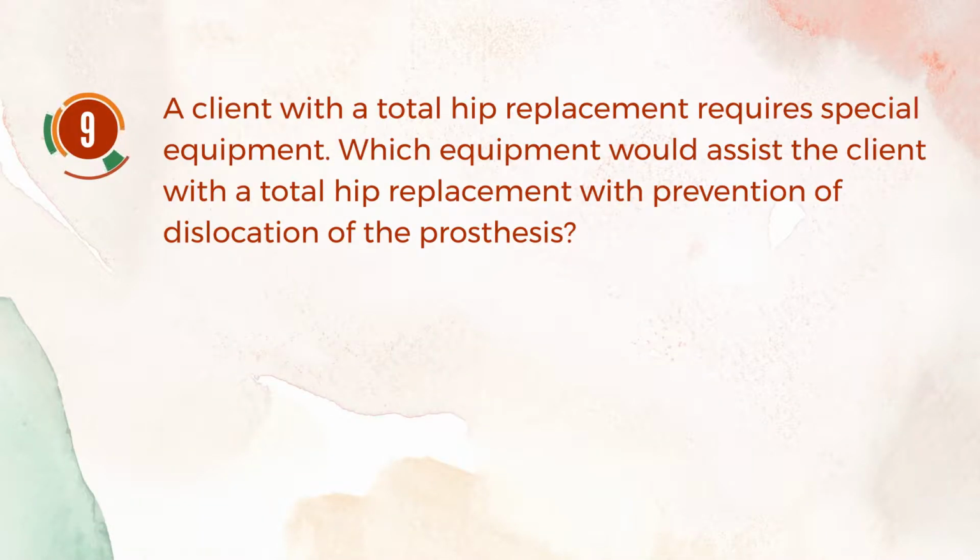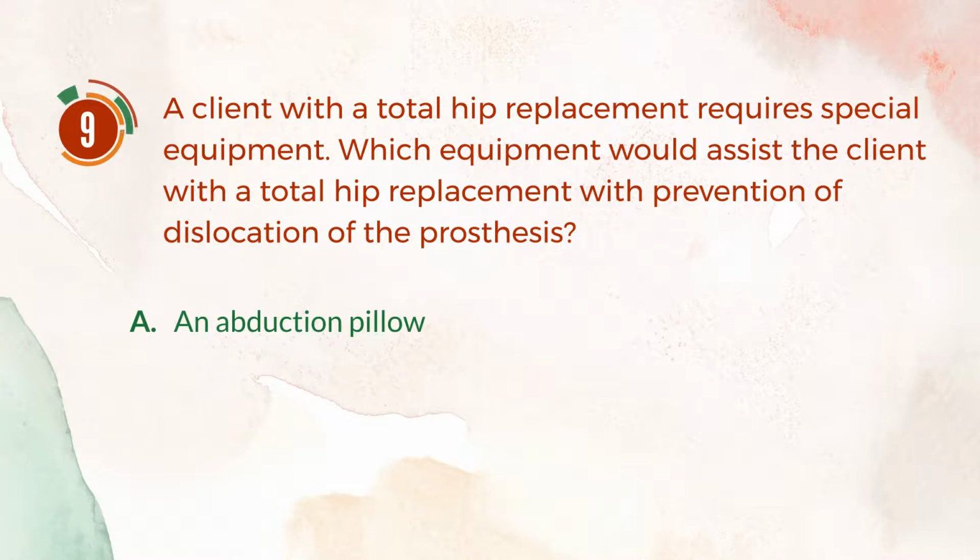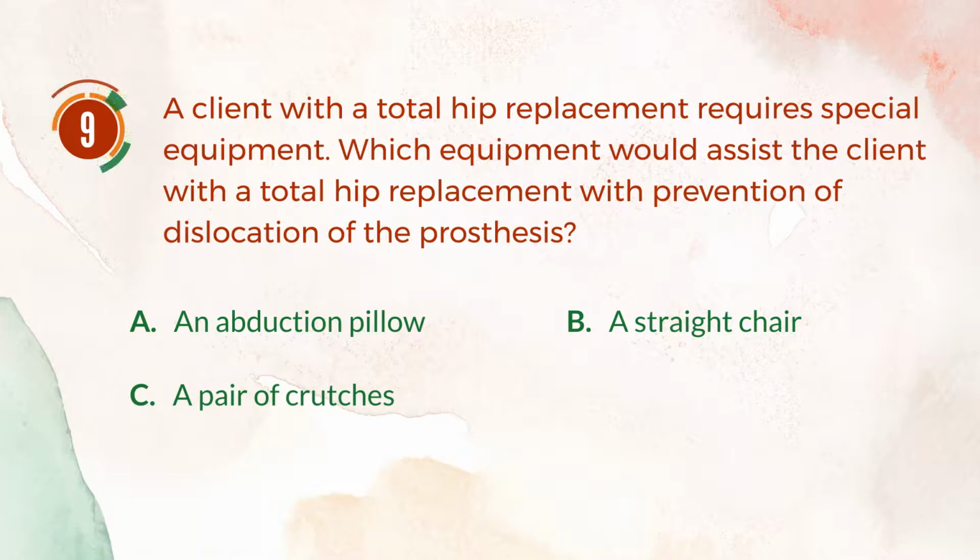Number 9. A client with a total hip replacement requires special equipment. Which equipment would assist the client with a total hip replacement with prevention of dislocation of the prosthesis? A. An abduction pillow. B. A straight chair. C. A pair of crutches. D. A soft mattress.